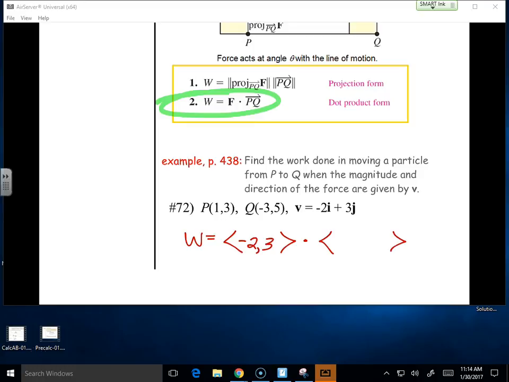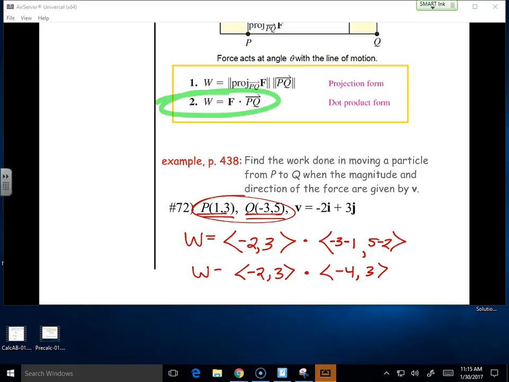Wait a minute, kiddos. Did you figure out how to take an initial and terminal and figure out the components? What do you do? How can you tell how it went from P to Q, what would the components be? You say, what happened in between? -3 minus 1 and 5 minus 2. So we can say terminal minus initial is what's really going on. We end up with -4, 3. Dot product with -2, 3.